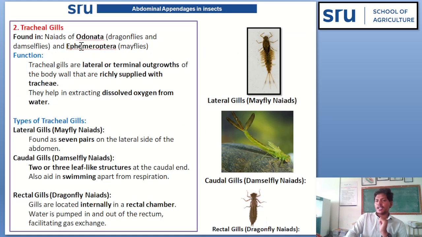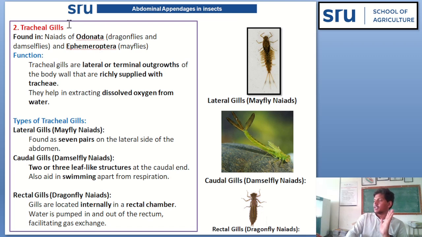Next is the tracheal gill. Tracheal gills are there in the nymphs of Odonata and Ephemeroptera. Odonata examples are the dragonflies and damselflies. Ephemeroptera insects are the mayflies. So tracheal gills we can see in the nymphs of Odonata and Ephemeroptera.